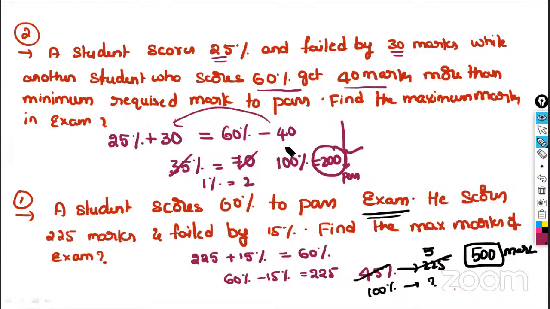These problems are not done with pen and paper. By seeing the question, you have to calculate simply: 60 minus 25, the difference is 35. So minus 40 will become plus 40, 40 plus 30, 70. 35 into 2, that means 100 into 2, that is 200 marks maximum.